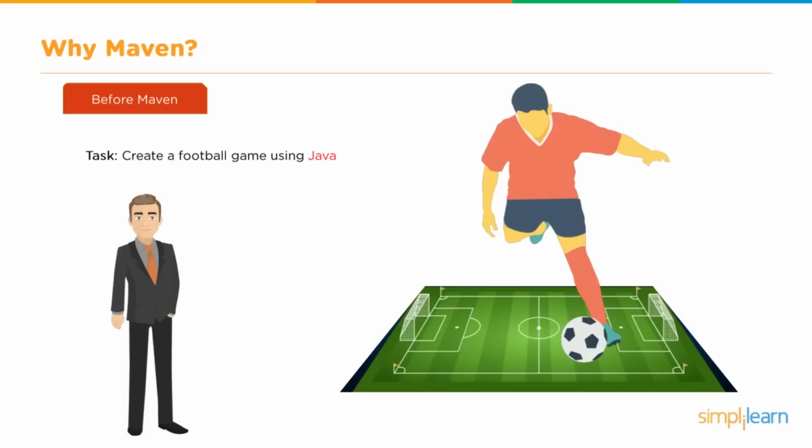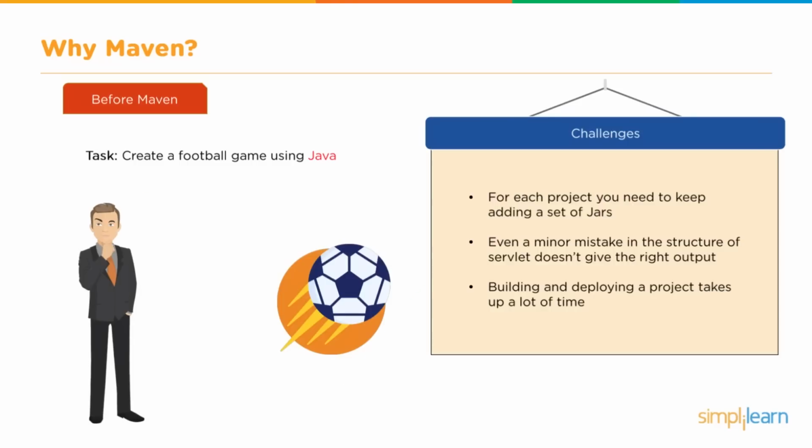So why use Maven? Well, let's look at some of the things that you would have done in the past if you were actually building out the tasks. So let's break down what you would have done before using Maven if you were to create a game of football using Java. You would actually have to go out, and for your actual game, you'd have to collect all of the different components needed within the Java environment to make sure that everything would work correctly. And if you made the slightest mistake, you wouldn't get the right output that you needed. The actual process of building and deploying a project really would take quite a lot of time.